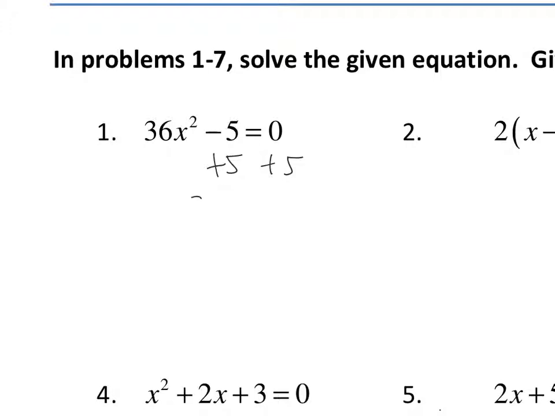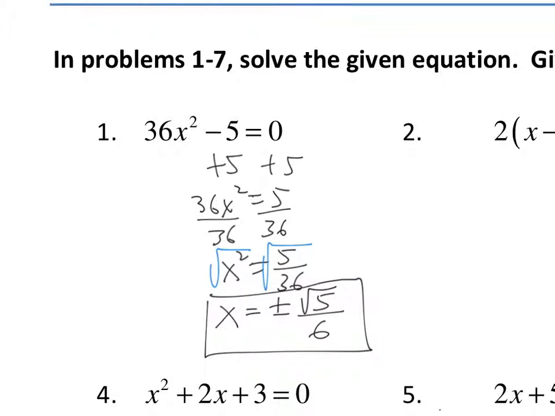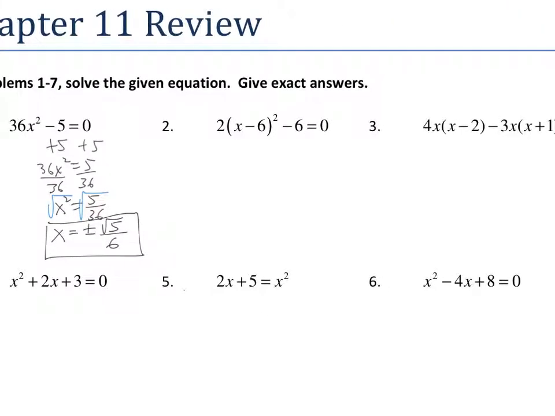So let's just get the 5 out of there. 36x squared equals 5. We want to divide by the 36, and we've got x squared equals 5 over 36. Let's take a square root of both sides, and we end up with x equals, don't forget your plus or minus. We're going to square root the top, and we know the square root of the bottom is 6. Square root of 36 is 6. So we'll leave it at that. No need to rationalize because it already is.